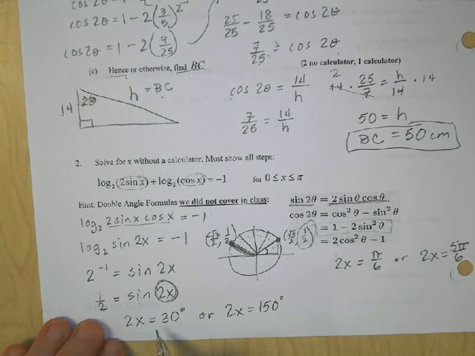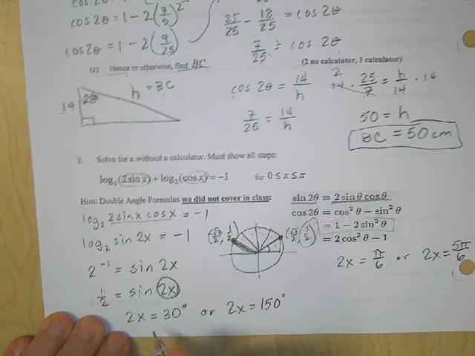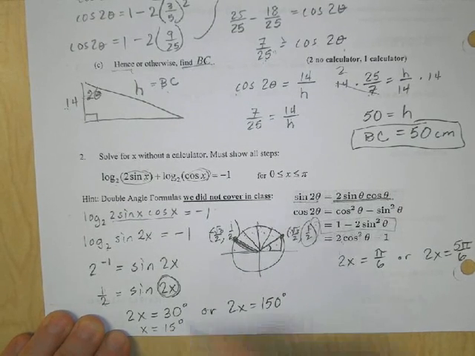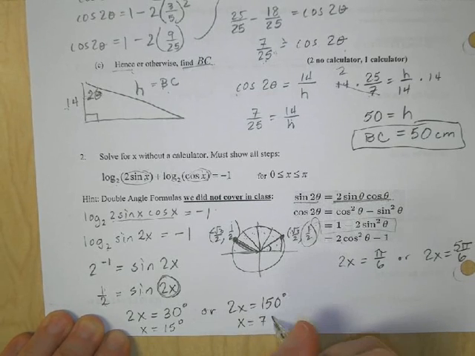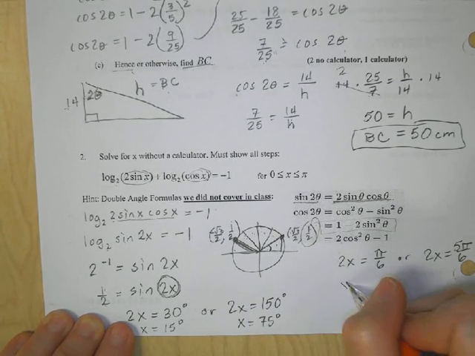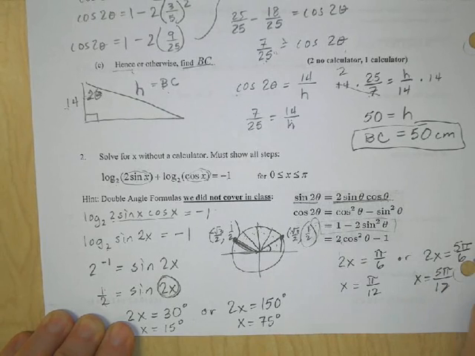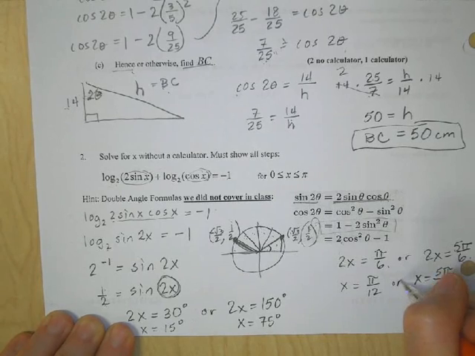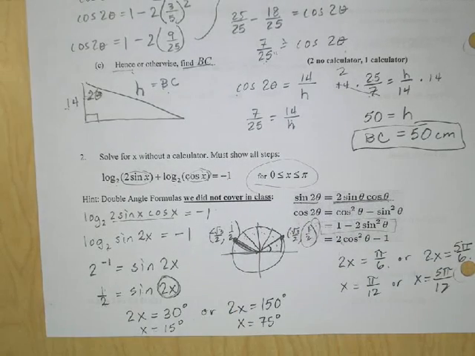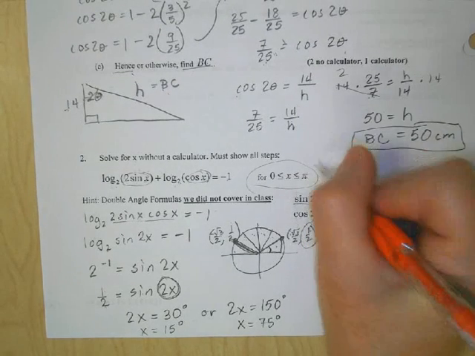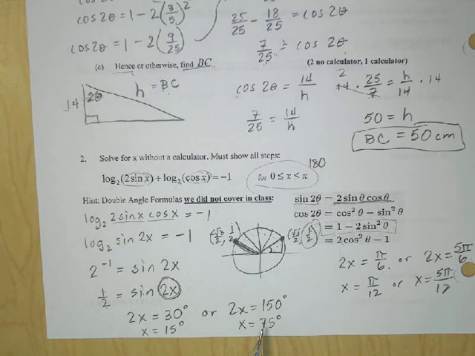If we solve each of these to get x by itself, dividing both sides by 2, I get x is equal to 15 degrees. And here, x is equal to 75 degrees. Or if I was doing it in radians, x is equal to pi over 12, or x is equal to 5 pi over 12, because I'm dividing, so the 2 comes to the bottom. So there are my answers. Notice the domain. It says that x has to be between 0 and pi. Pi is the same as 180 degrees. So are we good? Yes, we are good. Our x's are well within range.